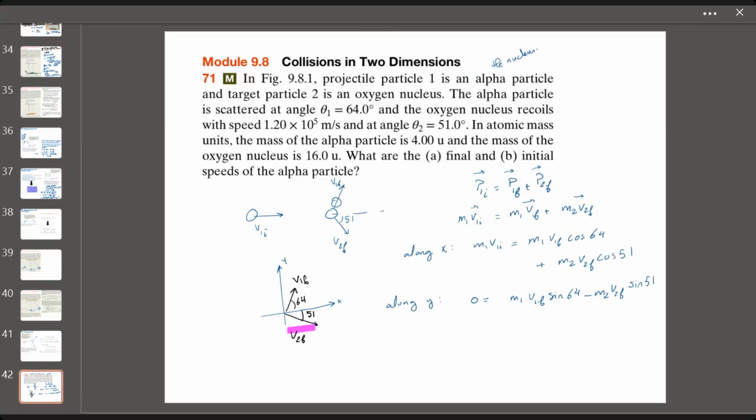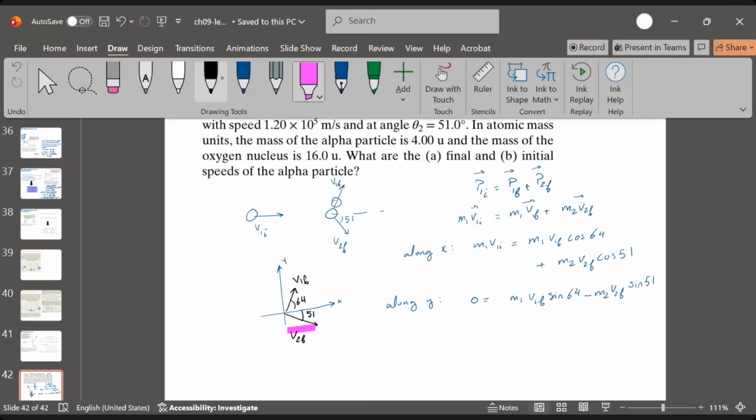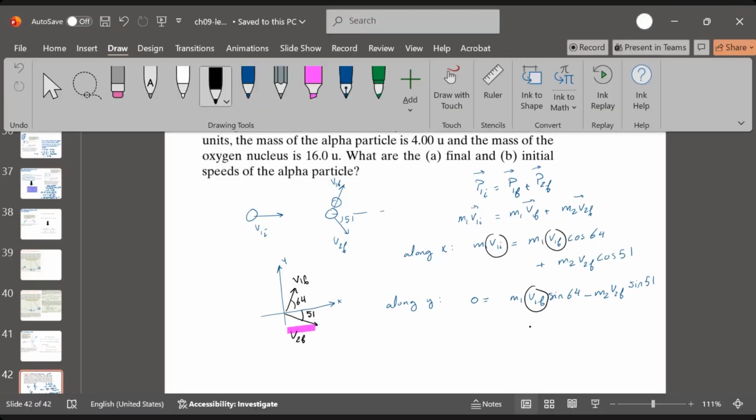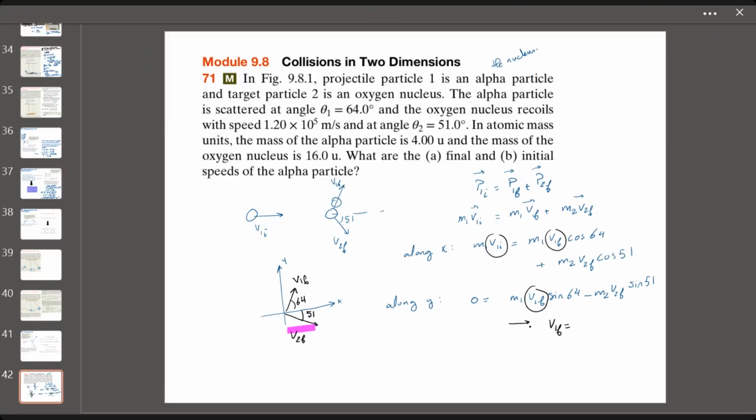Okay. Again, what was our question? What were we trying to find? We wanted the final and initial speeds of the alpha particle. So what I want is V1 initial and V1 final. These show up here in these equations, which is perfect because my second equation has only V1 final as an unknown. I can find V1 final. It will be M2 V2 final sine 51 over M1 sine 64.